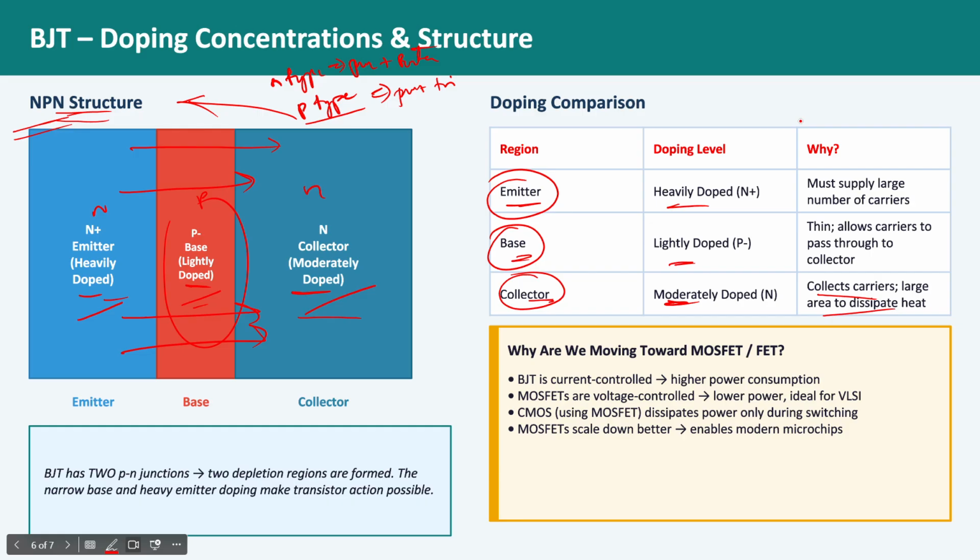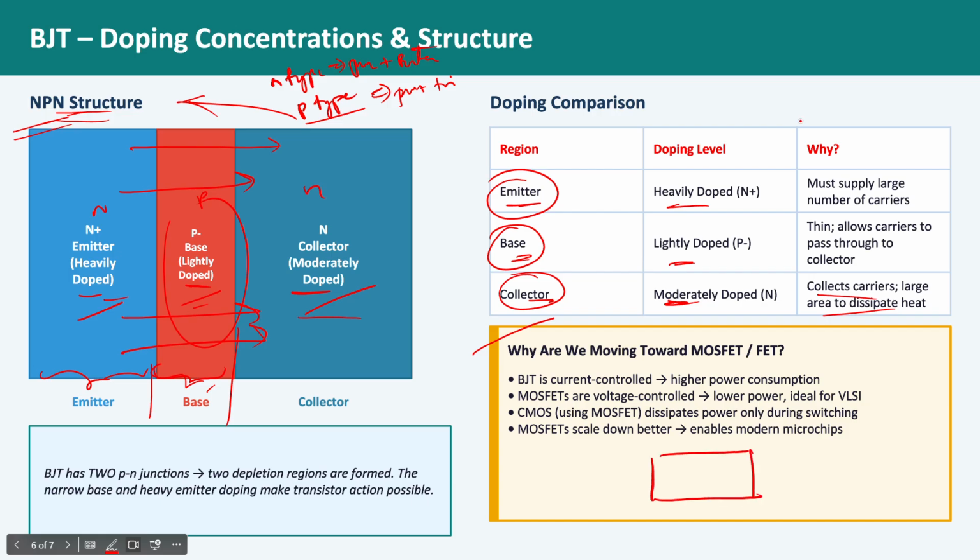So in a BJT, two depletion regions are formed. There are two junctions, so two types of depletion regions are formed. Due to the narrow base, the width of the base is narrow, and the doping concentration of the emitter is high. That's why the transistor conducts in these cases. Why we move from BJT to MOSFET, we will discuss later. First we have to know the operation of the BJT.